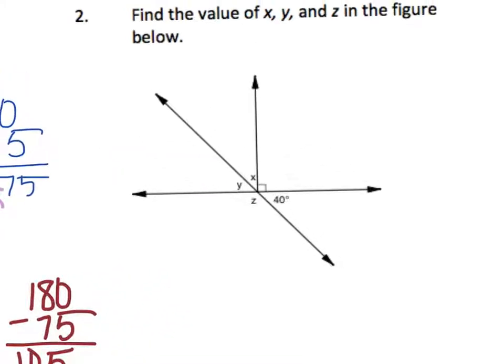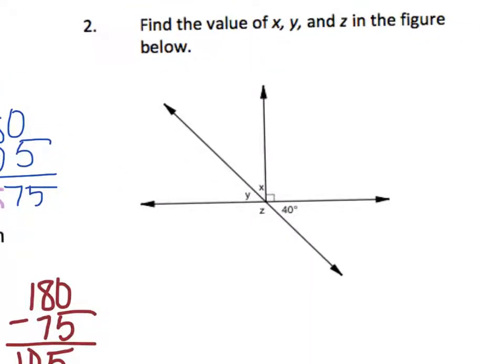Okay, let's take a look at number 2. It says find the value of x, y, and z in the figure below. So again, we look for vertical angles, we look for supplementary angles, and now we can even look for complementary angles, where they add up to 90 degrees. So first, if I look at this picture, I see this 40-degree angle. Right across from it is angle y, and those are vertical angles, which makes angle y 40.